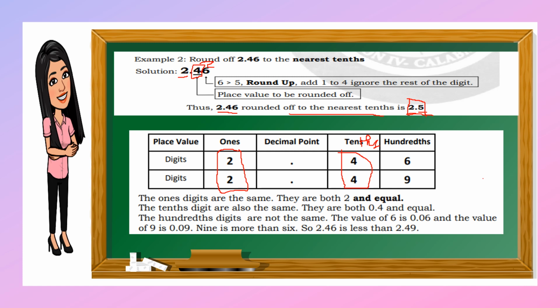Now, look at the hundreds place. The hundreds digits are not the same, so hindi sila magkapareho. The value of 6 is 6 hundredths and the value of 9 is more than 6. So, dito, malalaman natin alin ang mas malaki. So, 2 and 49 hundredths is bigger than 2 and 46 hundredths, or 2 and 46 hundredths is less than. Ibig sabihin, mas maliit siya kaysa sa 2 and 49 hundredths.